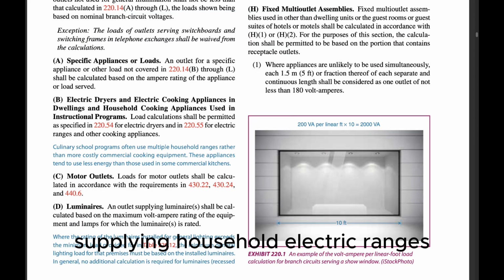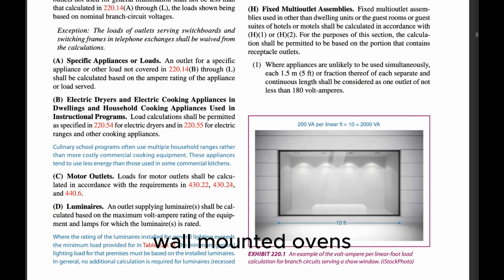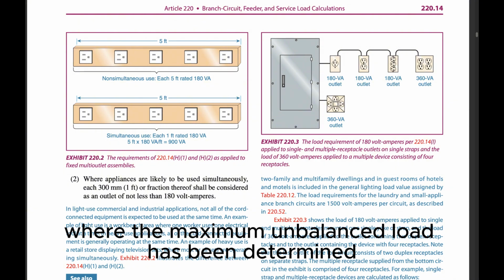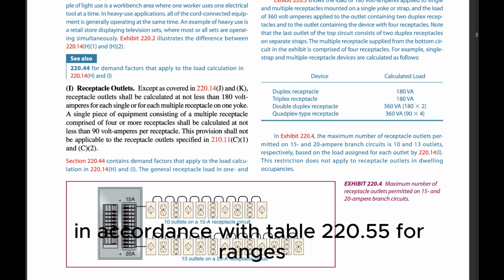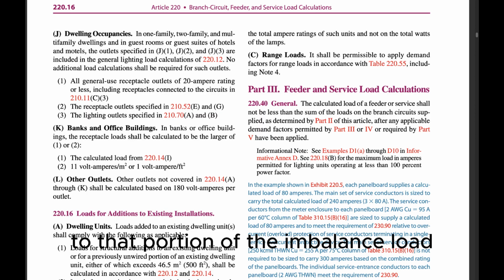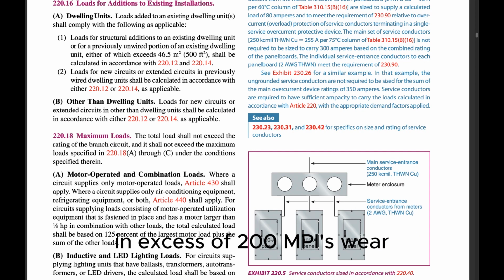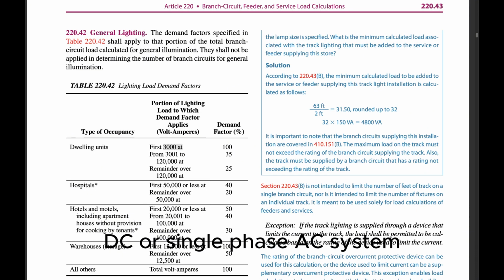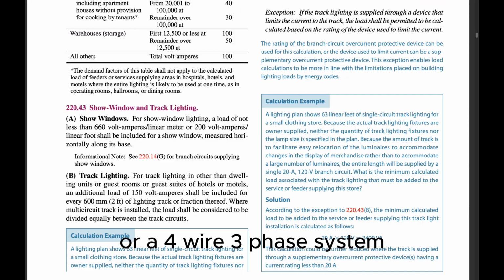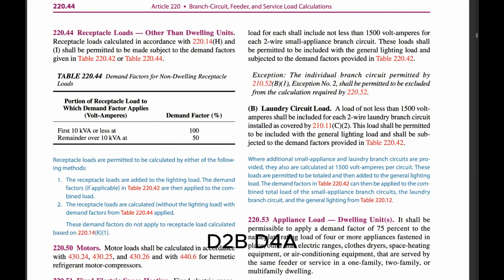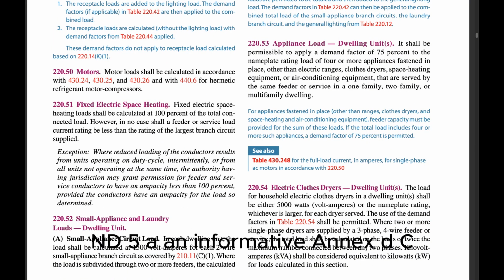1. A feeder or service supplying household electric ranges, wall-mounted ovens, counter-mounted cooking units, and electric dryers, where the maximum unbalanced load has been determined in accordance with Table 220.55 for ranges and Table 220.54 for dryers, to that portion of the unbalanced load in excess of 200 amperes where the feeder or service is supplied from a 3-wire DC or single-phase AC system, or a 4-wire, 3-phase system, or a 3-wire, 2-phase system, or a 5-wire, 2-phase system. Informational note: See examples D1(a), D1(b), D2(b), D4(a), and D5(a) in Informative Annex D.